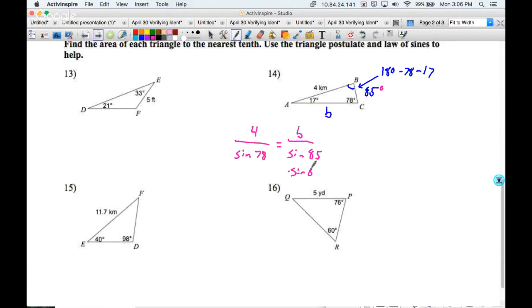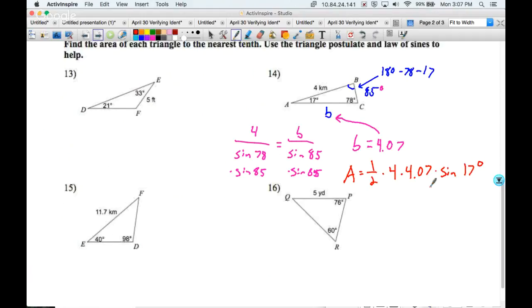Multiply sine of 85 to both sides. 4 multiplied by the sine of 85, and we'll get side length B is equal to 4 divided by sine of 78, enter, times sine 85. B is about 4.07 kilometers. All right, so now I've got two side lengths and the included angle. I'm going to plug that into my formula. Area equals 1/2 times 4 times 4.07 times the sine of 17 degrees.